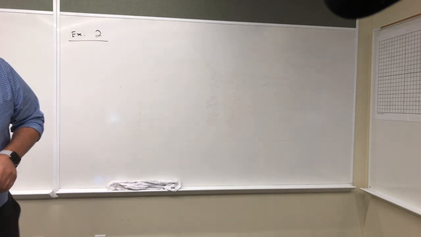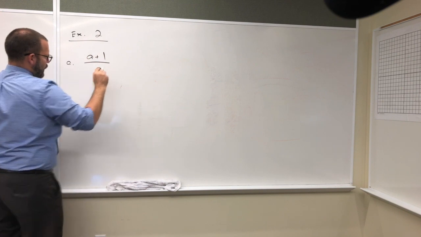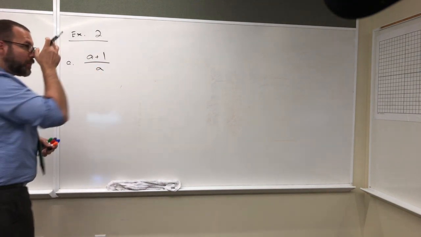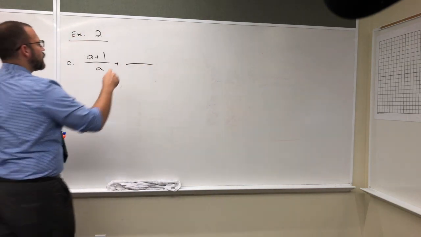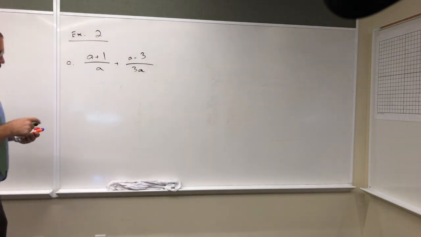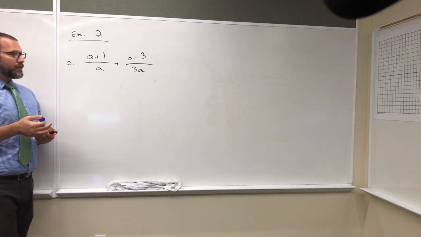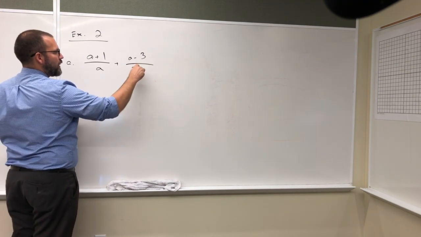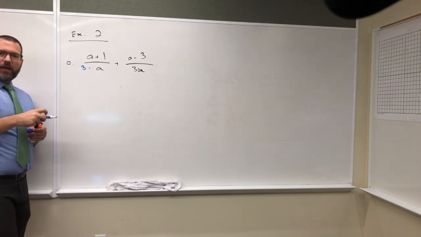Example 2a has the fractions a plus 1 over a. Notice how I just slip into saying fractions, rational expression, right? But we treat them just like fractions, plus a minus 3 over 3a. Well, as I look at my denominators, although they're not the same, meaning I can't just immediately add them, they are obviously quite similar. The only difference is that if I factored it, this one would be 3 times a. So what I want down here is a 3 times an a.